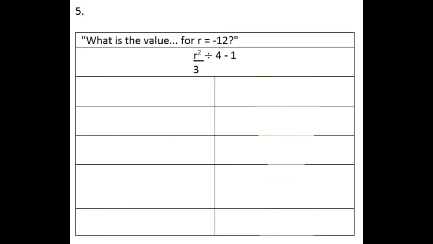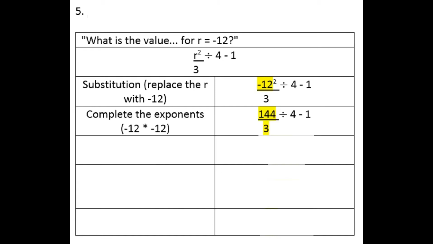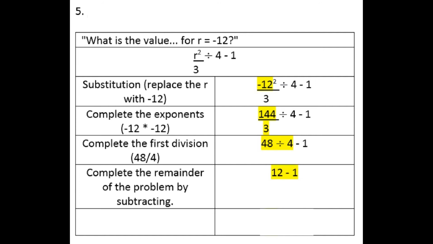And the last problem here is, what is the value for r equals negative 12? So r squared divided by 3 divided by 4 minus 1. First step, we're going to replace the r with negative 12. Next, complete the exponents. Negative 12 squared is 144, not 24, but 144. The first division is going to be 144 divided by 3, then 48 divided by 4. Then we have 12, and 12 minus 1 is going to be 11. That answer is C.